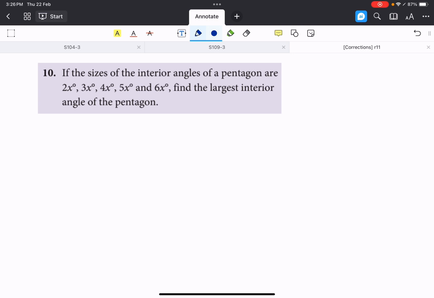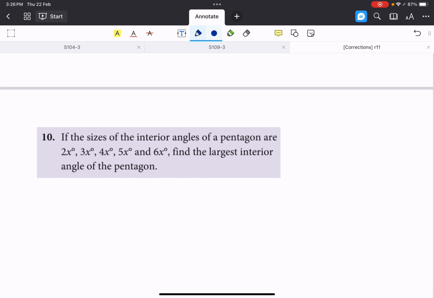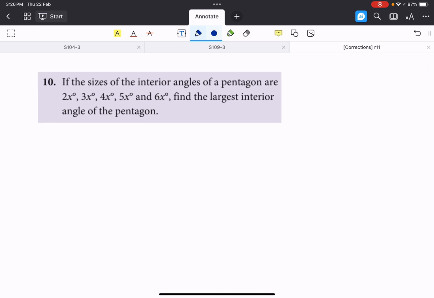So we know that the total sum of all the interior angles, right? We have a formula for that. But first, let's add all this up, right? So 2x plus 3x plus 4x plus 5x plus 6x is equal to, right? So what's the formula? Now, this is a 5-sided shape, so it's going to be (5 minus 2) times 180, right? So that is the total sum of the interior angles. So from here, how many x's do I have? 10, 20, right? So 20x is equal to 3 times 180.